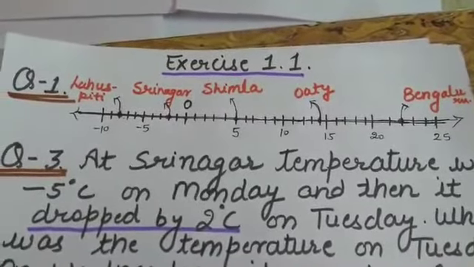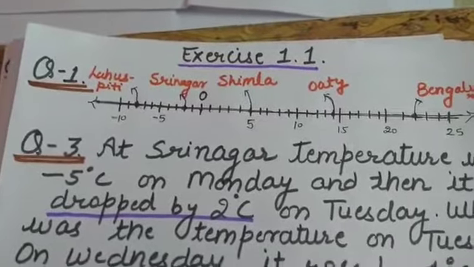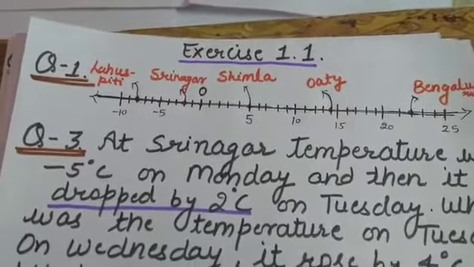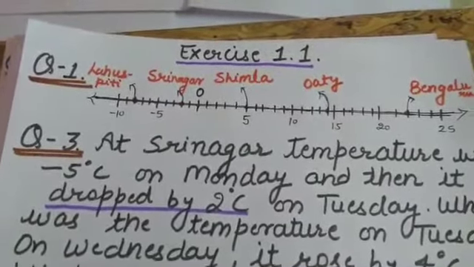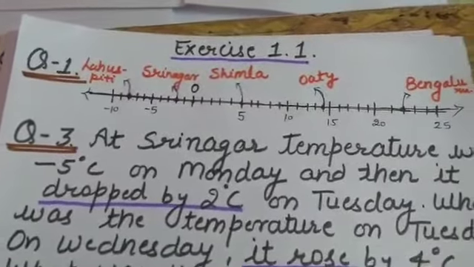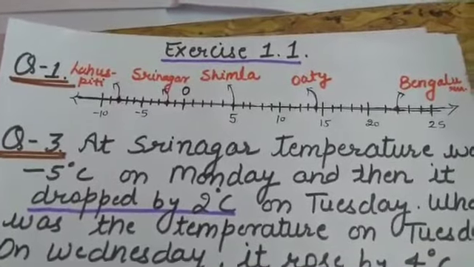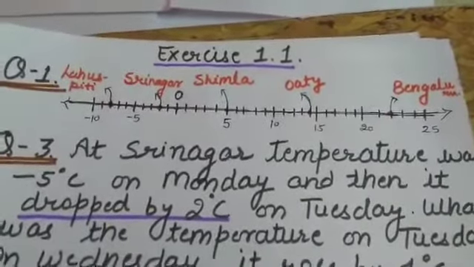There are several parts; the question includes several parts. Now the first part is: observe this number line and write the temperature of the places marked on it. Simply, it is asking about the temperature. They want to know how well the student understands the number line.